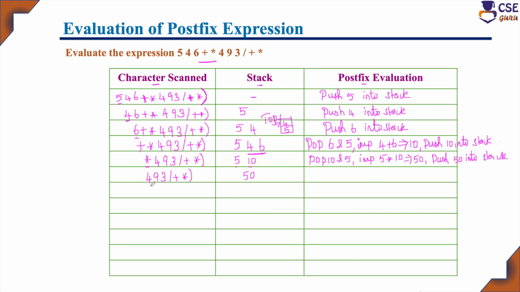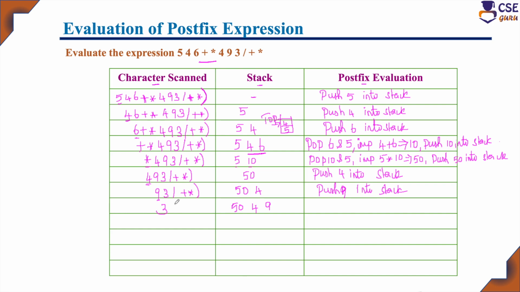Okay, and the next input character is an operand, so push this operand 4 into the stack, and the remaining input characters are 9, 3, division, plus, star, closed parenthesis, and you have pushed 4 into the stack. Now 4 will be at the top of the stack. Next input character is 9, 9 is an operand, so push 9 into the stack. Now 50, 4 and 9, the current element you have pushed into the stack, will occupy the top position.